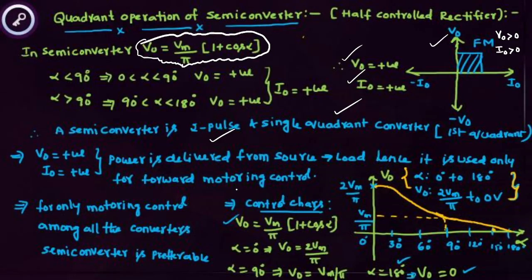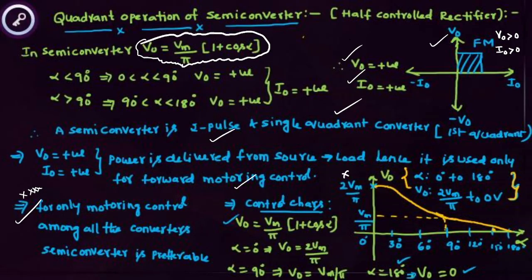It is used only for the motoring mode of control. That is, among all the converters, if it is asked only for motoring control, your answer is the semi converter. The more preferable converter is the semi converter. For only motoring control, among all the converters, the semi converter is more preferable.